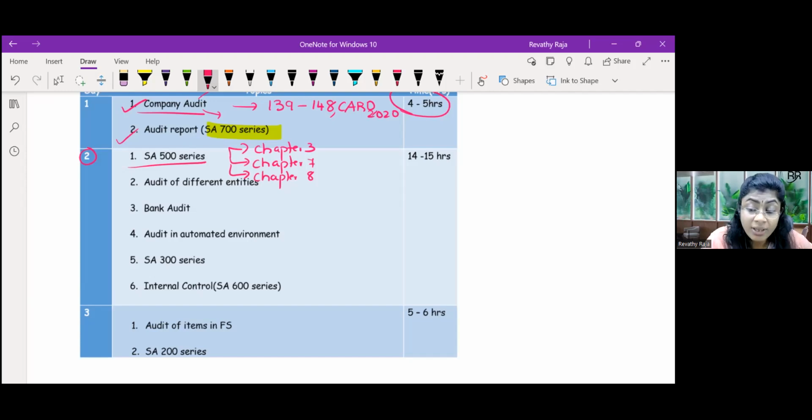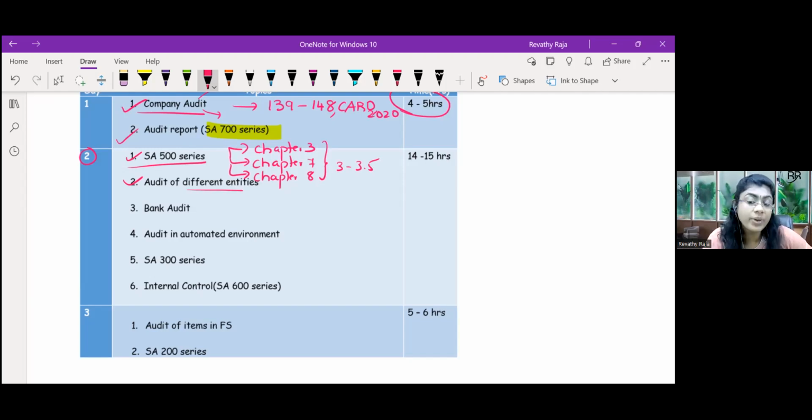And for doing this, you will take some time because 3 chapters, okay, maybe roughly you will take 3 or 3.5 hours time. After finishing off, yes, we have done a lot of SAs. Now you can relax a bit, take short breaks in between, then go to audit of different entities.